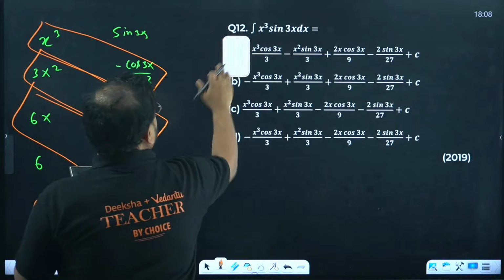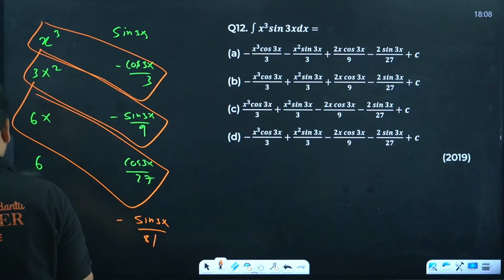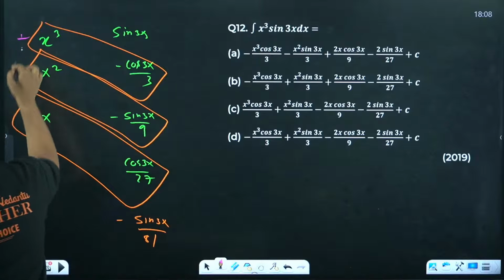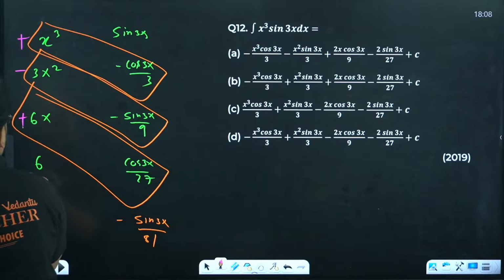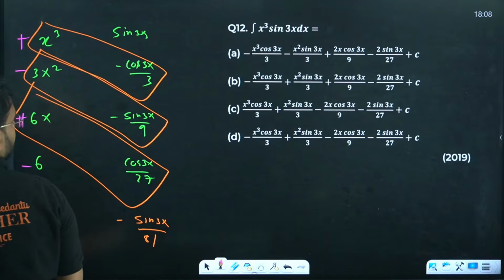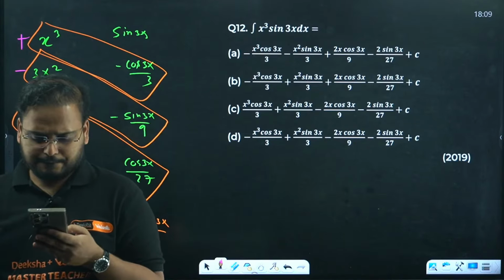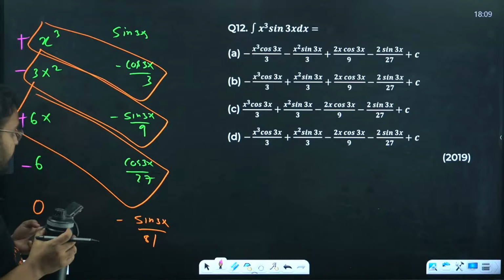I'll just check 1 second. Okay, I missed this, sorry. Plus minus plus minus. Right now, then I think it will be correct only, right? Please check, guys. Check, everyone.